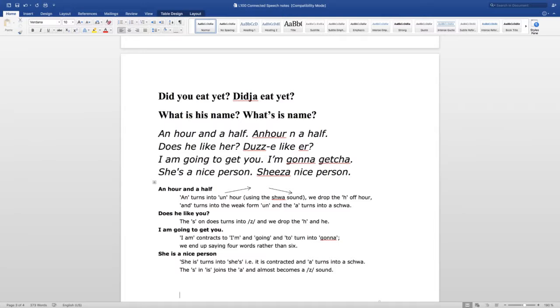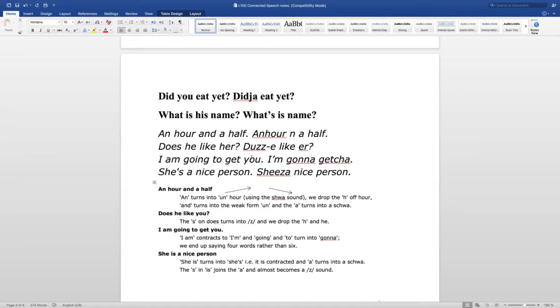All right, so here's one that kind of shows how it gets from one to the other. So we have "an hour and a half" becomes "an hour and a half." And it's difficult for me even to say that in a way that is not connected because we are so used to this kind of construction. "Does he like her" becomes "does he like her?" And again, let's try that after me. An hour and a half. Does he like her? Okay. So again, pushing those sounds together.